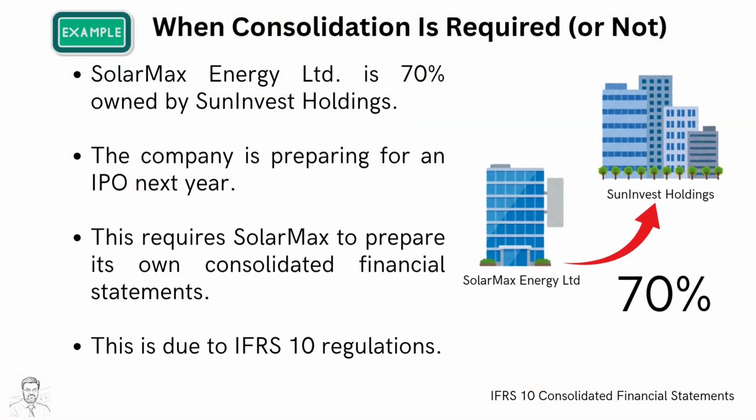Now, let's flip the scenario. Let's say instead of Greenleaf, we're talking about another company, SolarMax Energy Limited. SolarMax is 70% owned by a parent company called Sun Invest Holdings. It's not publicly traded, but guess what? SolarMax is preparing to file documents with the Securities Commission because they plan to launch an IPO next year. Boom. That's a deal breaker. Even though it's mostly owned by Sun Invest, SolarMax is now required to prepare its own consolidated financial statements. Why? Because they're in the process of going public. So IFRS 10 says the exemption doesn't apply. So yeah, context matters.